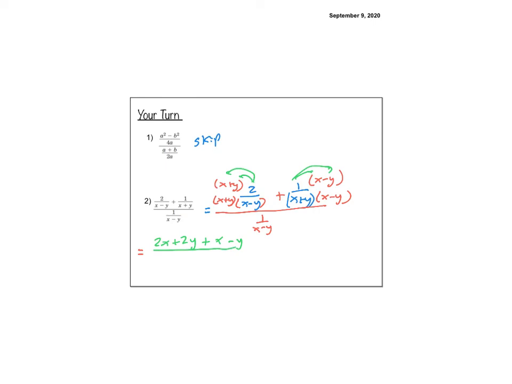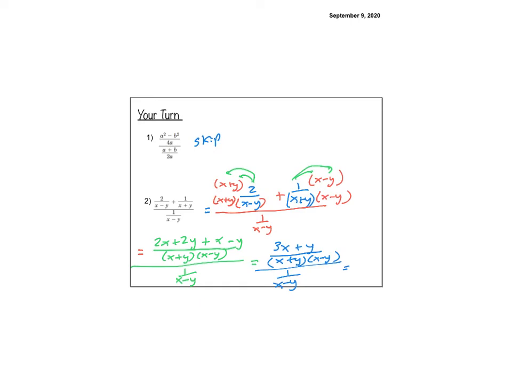All over the common denominator of x plus y, x minus y, and then the whole thing all over 1 over x minus y. So combining your like terms up there in the numerator, 2x plus 1x gives me a 3x. 2y minus 1y there is a plus y. And I still have a common denominator, and still dividing by 1 over x minus y.